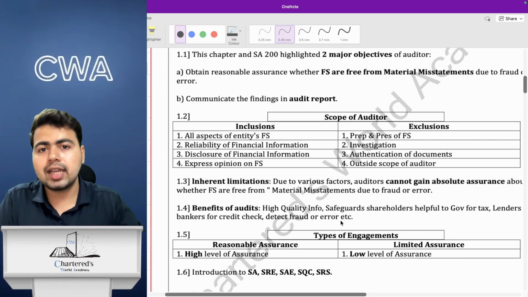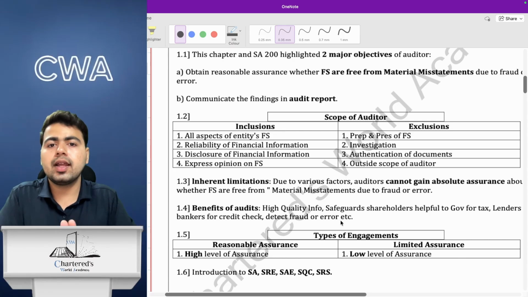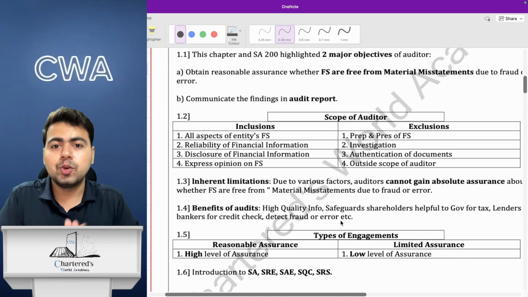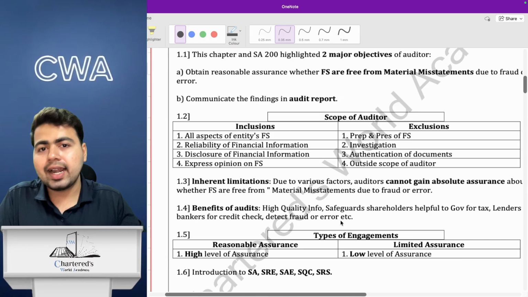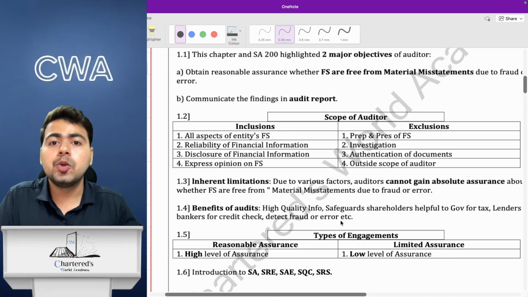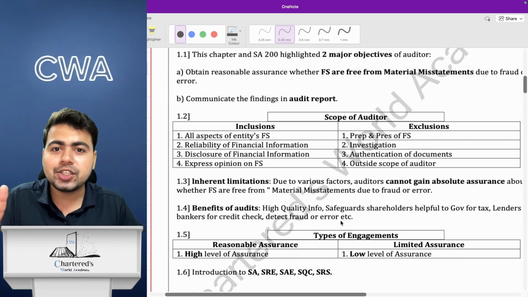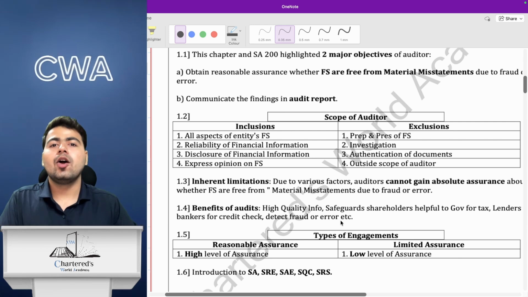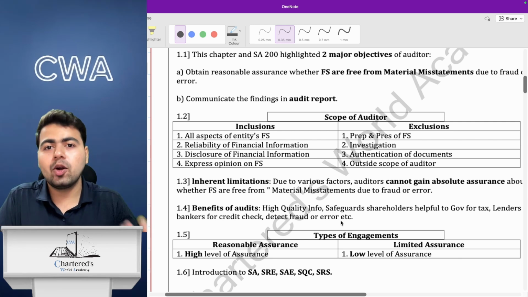Now, when you start performing an audit, when you are at the preliminary stage of conducting an audit, you define or you design an audit strategy. अब audit strategy का purpose क्या है? Audit strategy helps you to conduct audit in an efficient and effective manner.